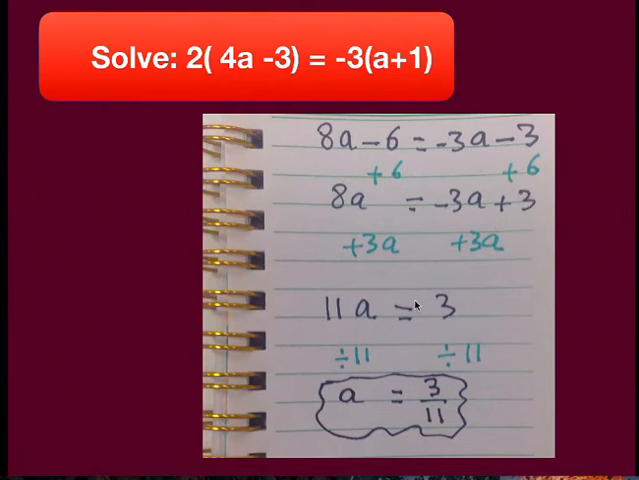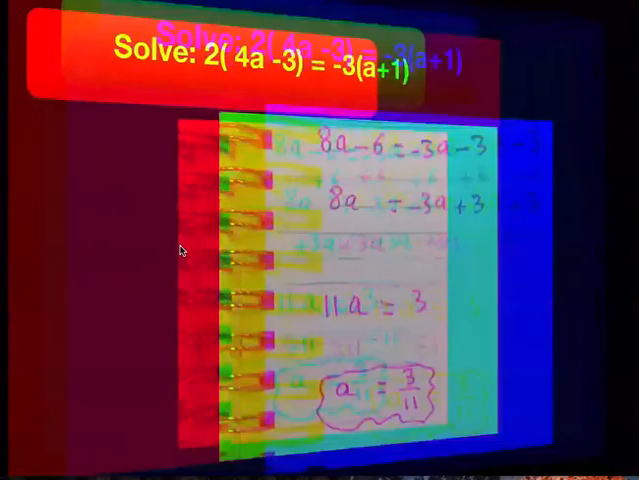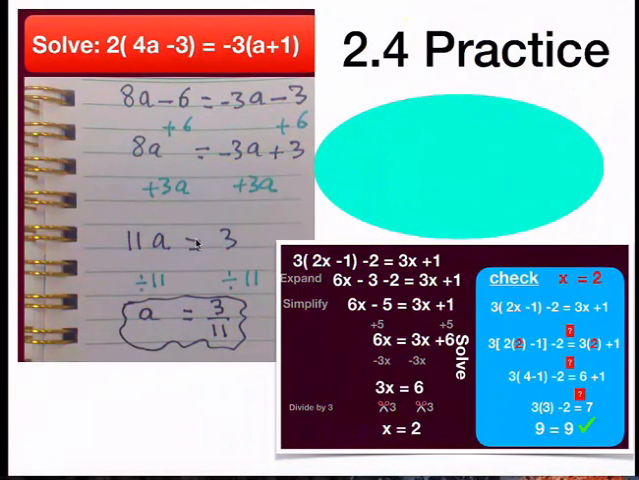So equals 3. Now divide by 11, the coefficient of a. When you divide, you get 3 over 11. You don't need to do anything else. I didn't ask you to check, so just solve. This is the end. I hope you have done well.